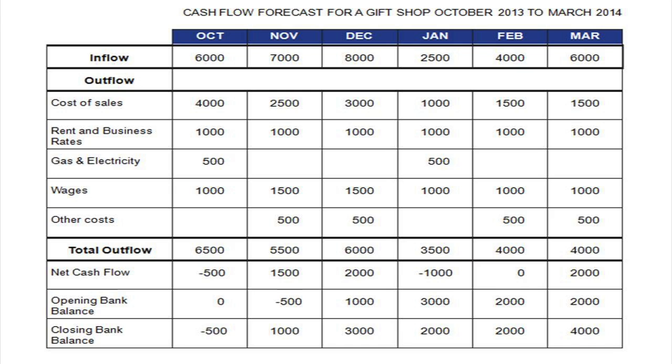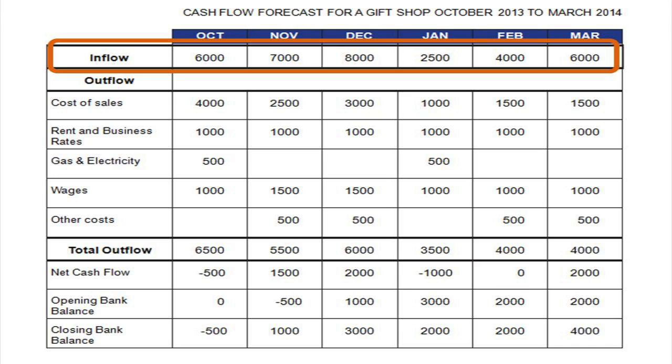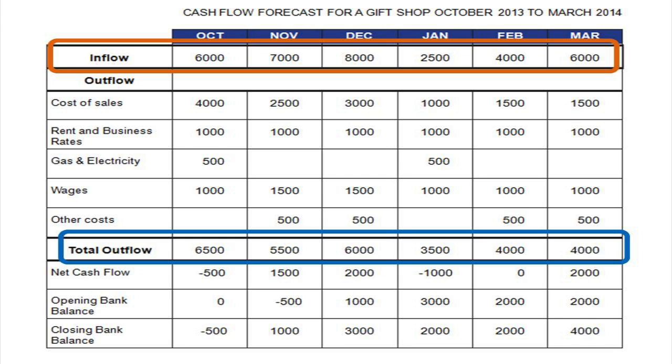So this is an example of a cash flow forecast. At the top you've got inflows, and this shows all the money coming into the business, usually through sales revenue, and sometimes it's called turnover or receipts. Then you've got your total outflows, which is money going out of the business, your business expenses. Sometimes this is called payments.